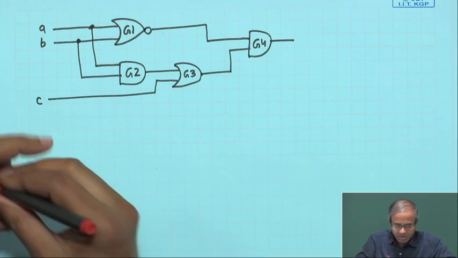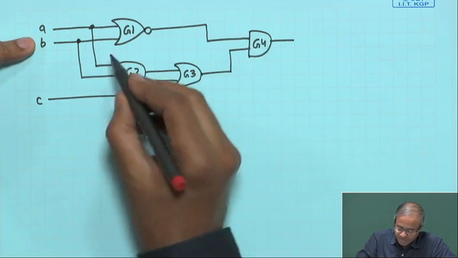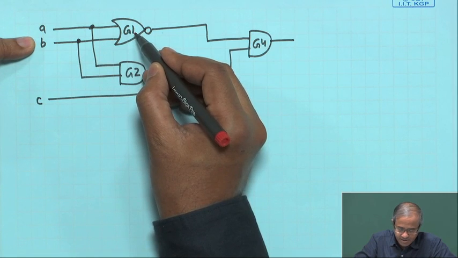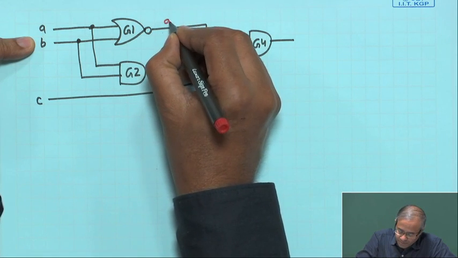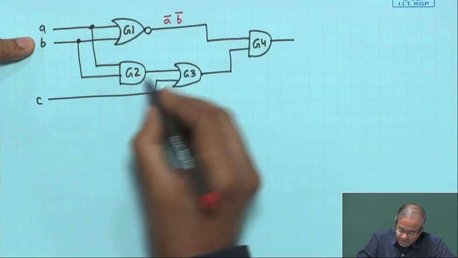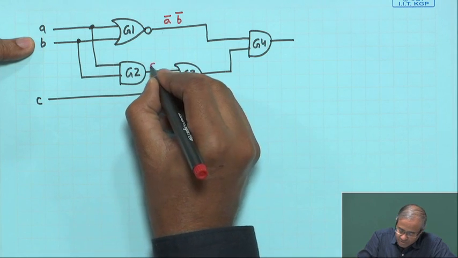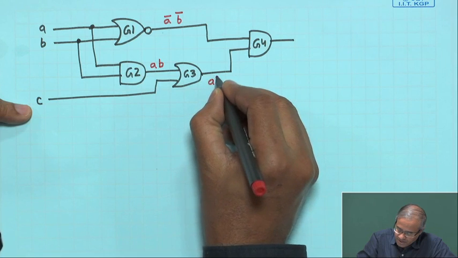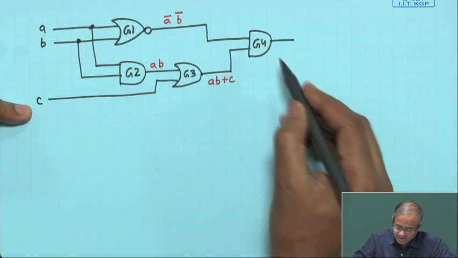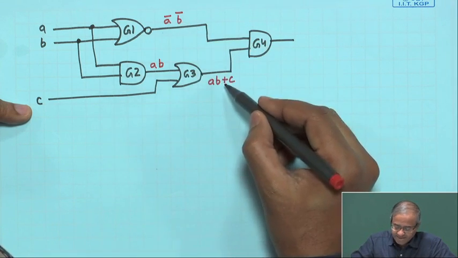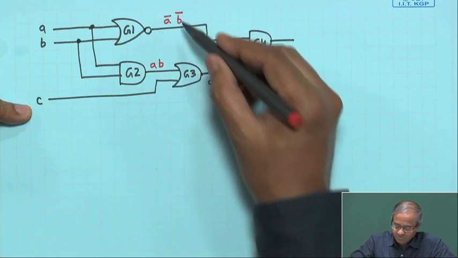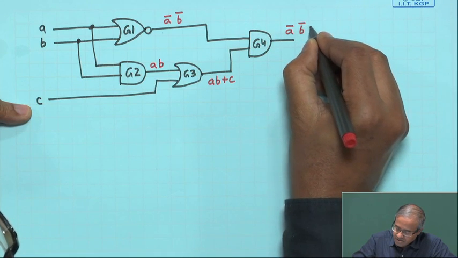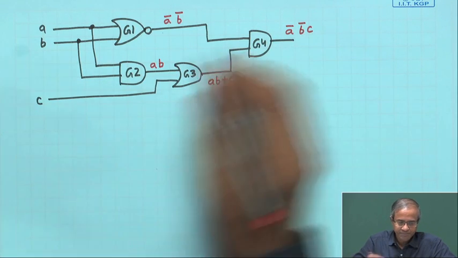If you make a quick computation, what is the logic function that is realized by this circuit? A, B, this is a NOR gate, so the output will be A bar B bar. This is an AND gate, this output will be AB. OR gate, this will be AB OR C, and this is an AND gate, this and this. So, A bar B bar and AB will cancel out, giving A bar B bar C. This is the final output, right.